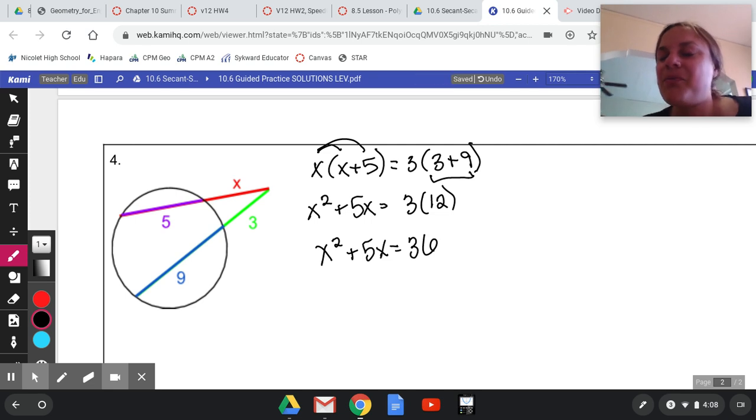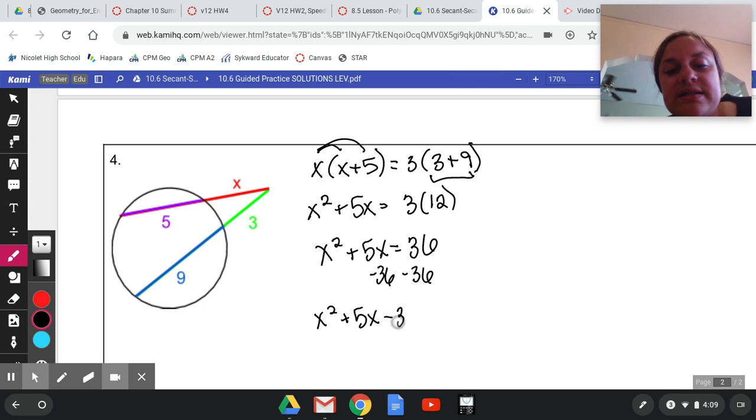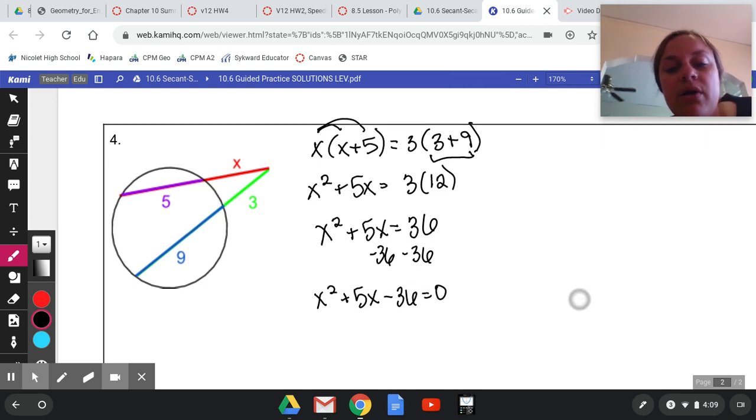Remember, this is kind of a throwback. We've done some practice with factoring, and you guys definitely did it last year in algebra. To factor this, because I've got x squared, it's a quadratic, I need to get everything equal to 0. So I'm going to subtract the 36 from both sides. So I get x squared plus 5x minus 36 is equal to 0.